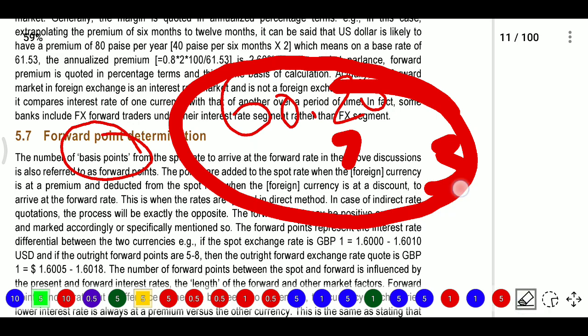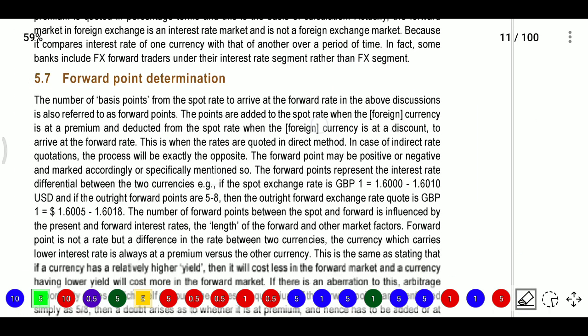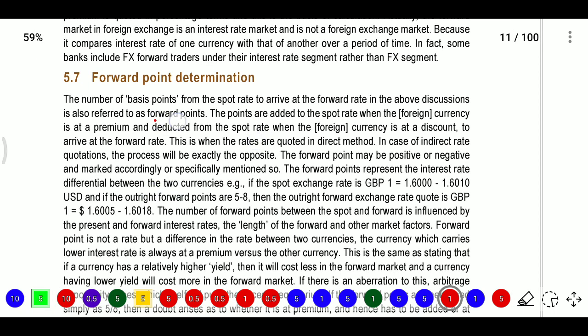Now these are basis points, from which basis points we arrive at the forward rate. Now forward points also there. So when forward points are given, we need to add them for that forward rate. The points are added to the spot rate when currency is at premium and deducted from the spot rate when currency is at discount. So they will provide the points.